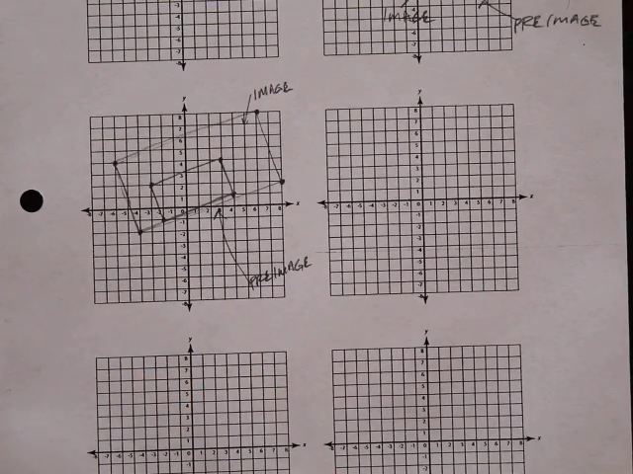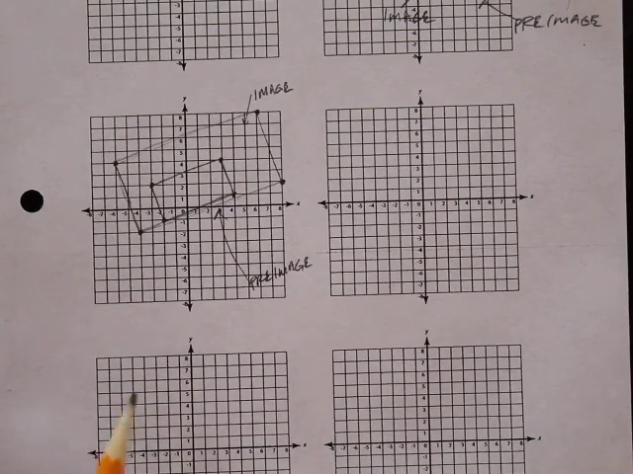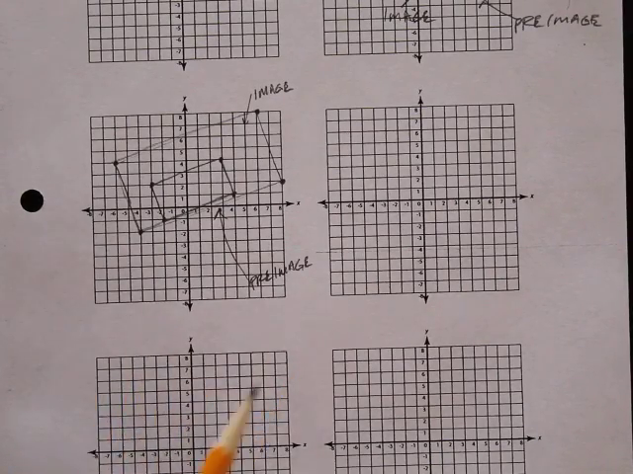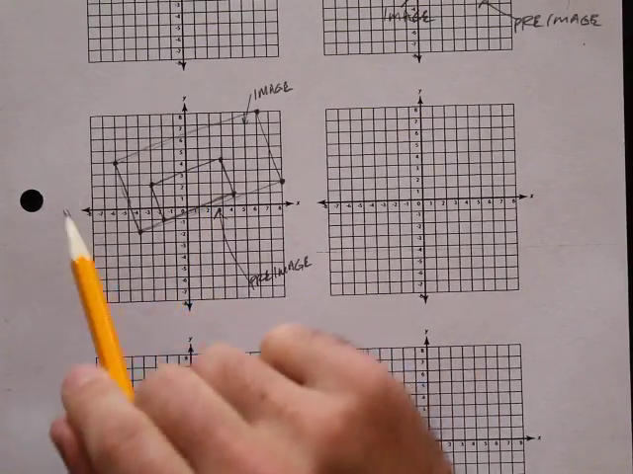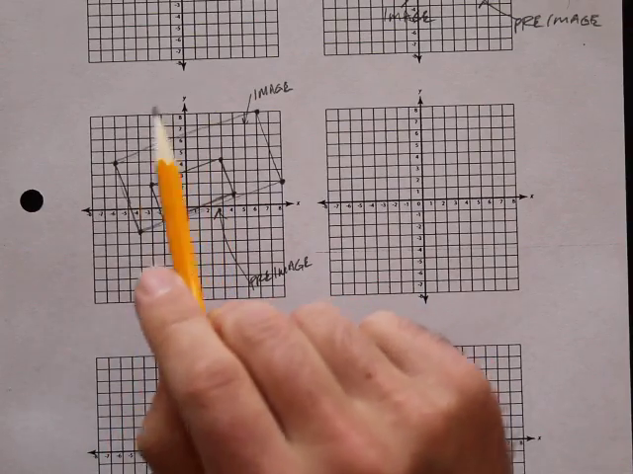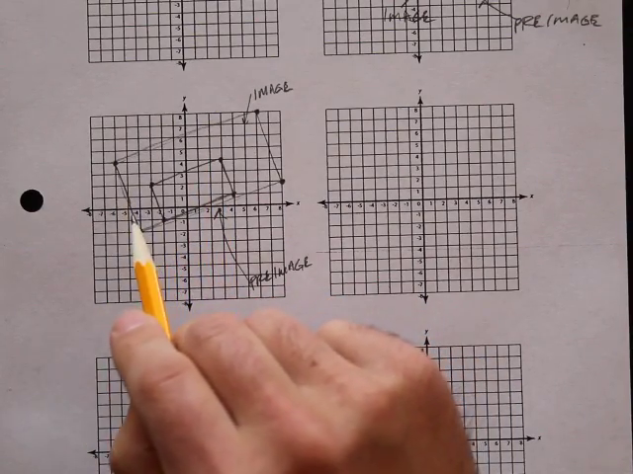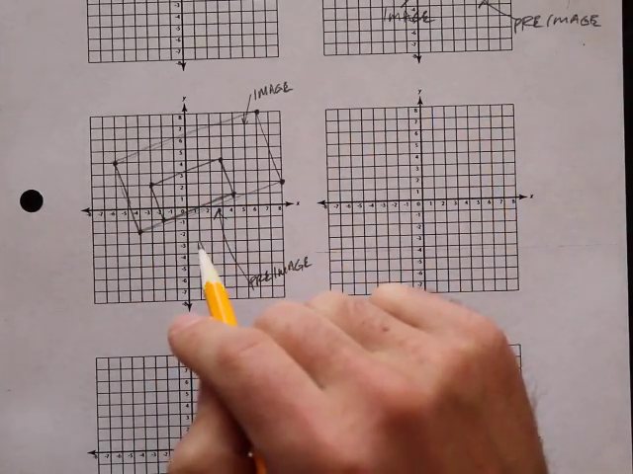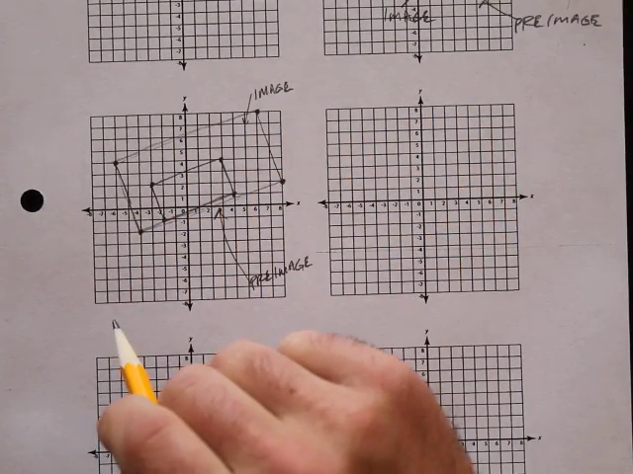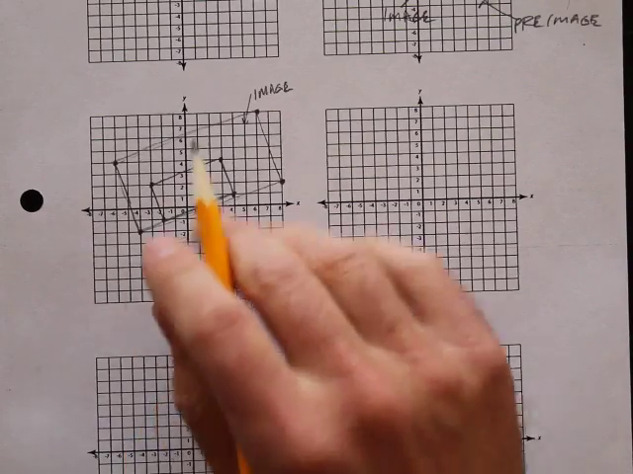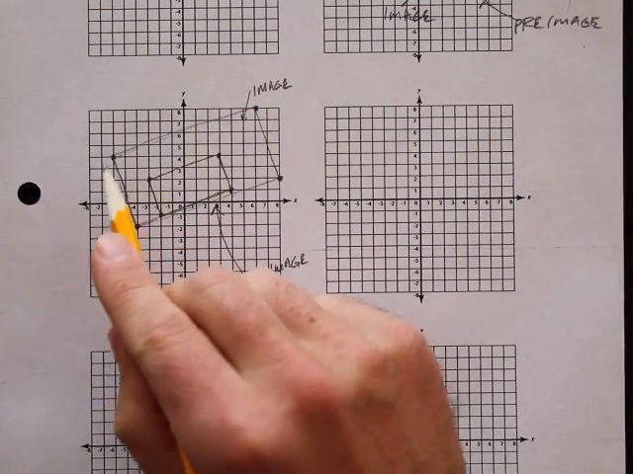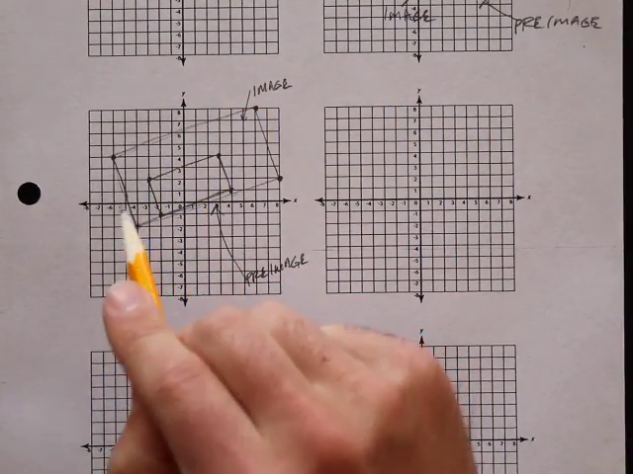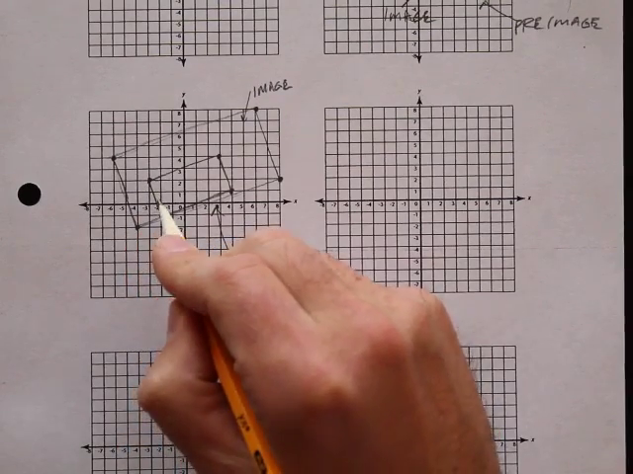There are two ways to go about doing this. There's an easy way and there's a hard way. Now the easy way is only going to work on specific problems like this. And then there's the harder way that's going to work with every problem. So let's look at the easy way first, and then let's look at the harder way. This one I know is going to work the easy way because I can count over.